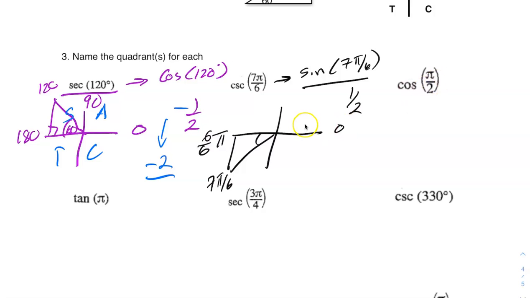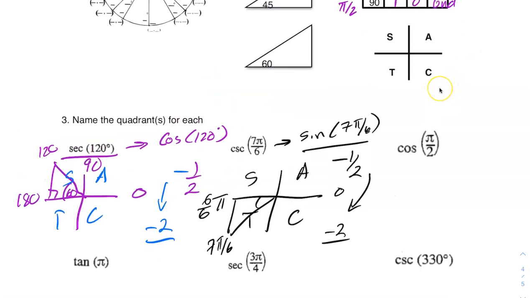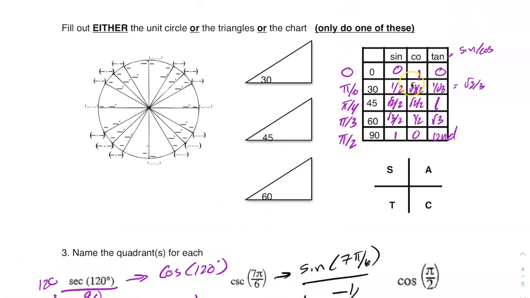Is it positive or negative? All students take calculus. Only tan is positive in quadrant 3, and we're doing sine, so it's negative 1/2. But really, we're doing cosecant, so we got to flip it. So, negative 2. Cosine of pi over 2, we're actually lucky. That's on the grid itself. Pi over 2, cosine 0.